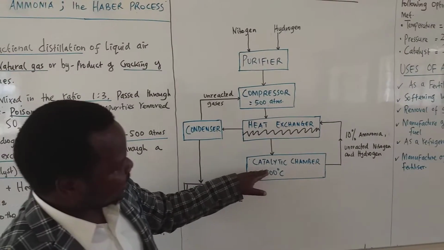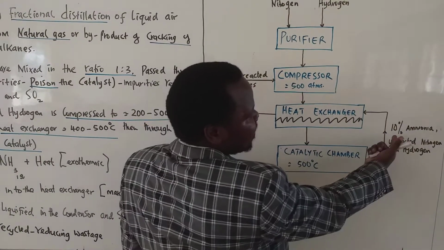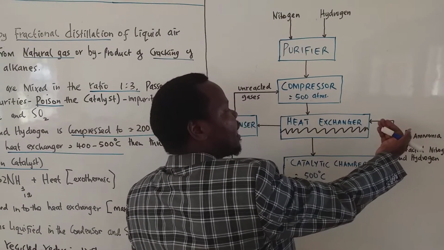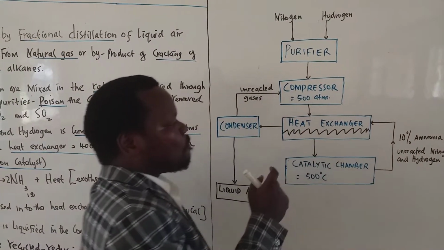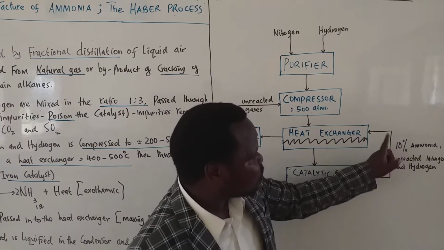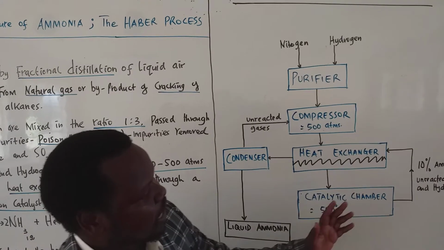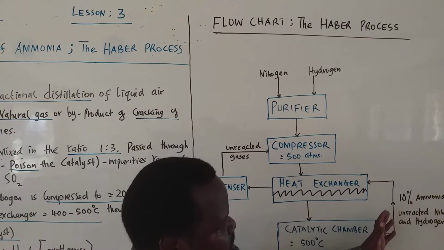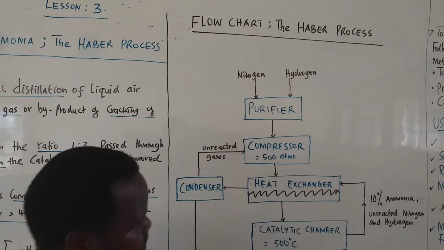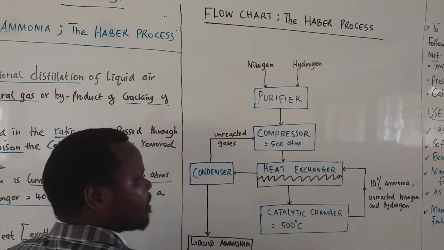And we can clearly see that from the catalytic chamber back into the heat exchanger, you have 10% of ammonia being produced, and the unreacted nitrogen and hydrogen is also taken back into the heat exchanger for continuous reaction of the two gases to minimize wastage. 10% is too low. If you were to allow these gases to just be released, then the process would not be economical. It would be too expensive because you only produce 10%. But the fact that you're recycling them back makes the process efficient. So the unreacted gases will again pass through the catalytic chamber, and again.